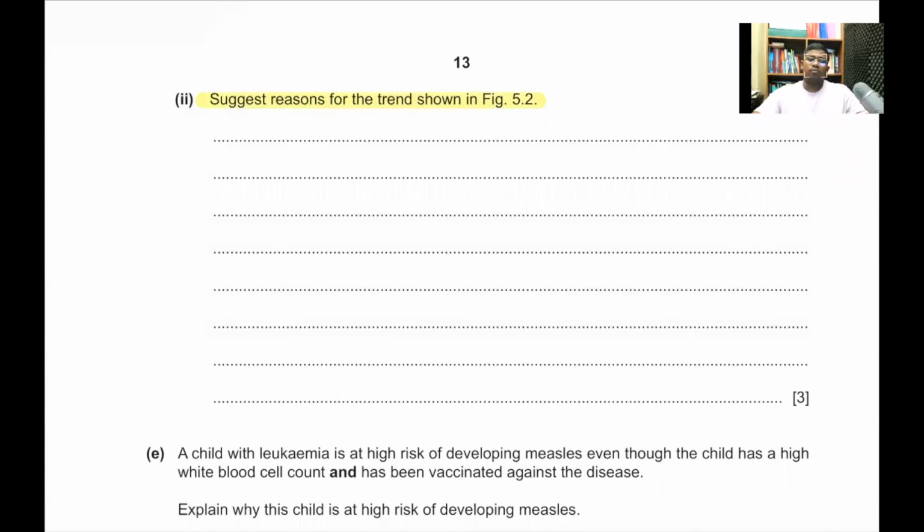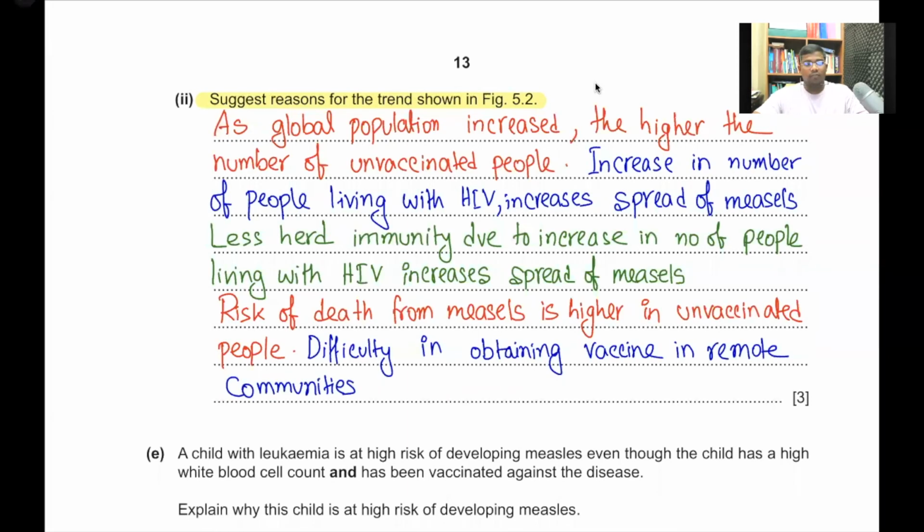The risk of death from measles is higher in unvaccinated people, and there is also difficulty in obtaining the vaccine in remote communities because the vaccine is very hard to carry. It has to be temperature controlled and maintained. And finally, only highly trained professional nurses are able to administer the vaccine. So it's a difficult thing to do.